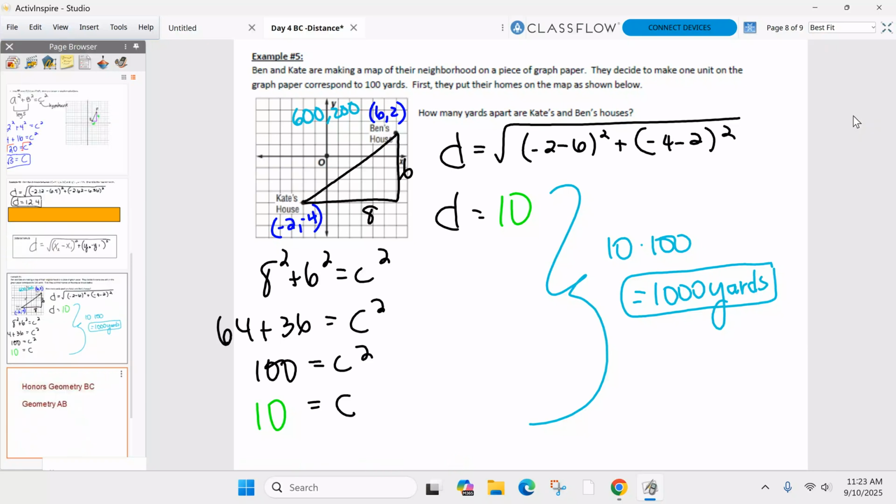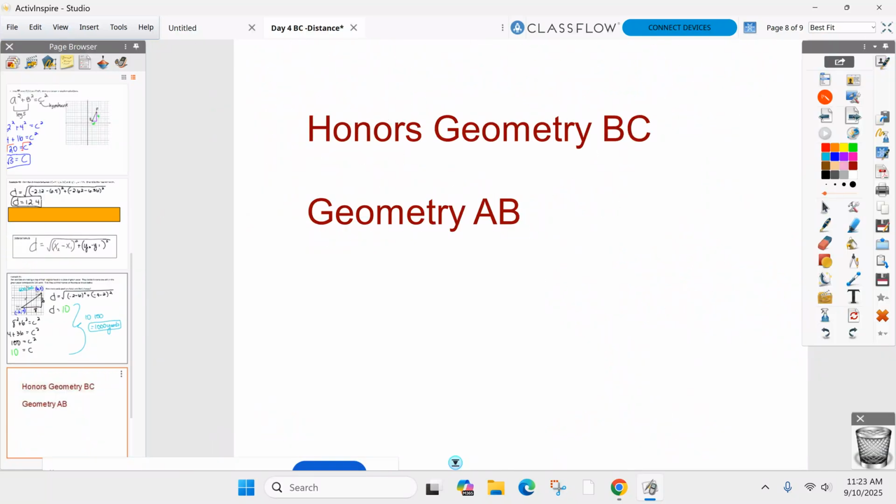Okay, yeah. So real quickly here, I just wanted to let you know there's a little bit of difference. You guys are in Honors Geometry BC. There's also Geometry AB. I teach that class as well, and there's probably some of your friends who are freshmen taking Geometry AB. So what is the big difference between the two courses? Well, obviously tests and quizzes are much harder. Different questions, much harder.